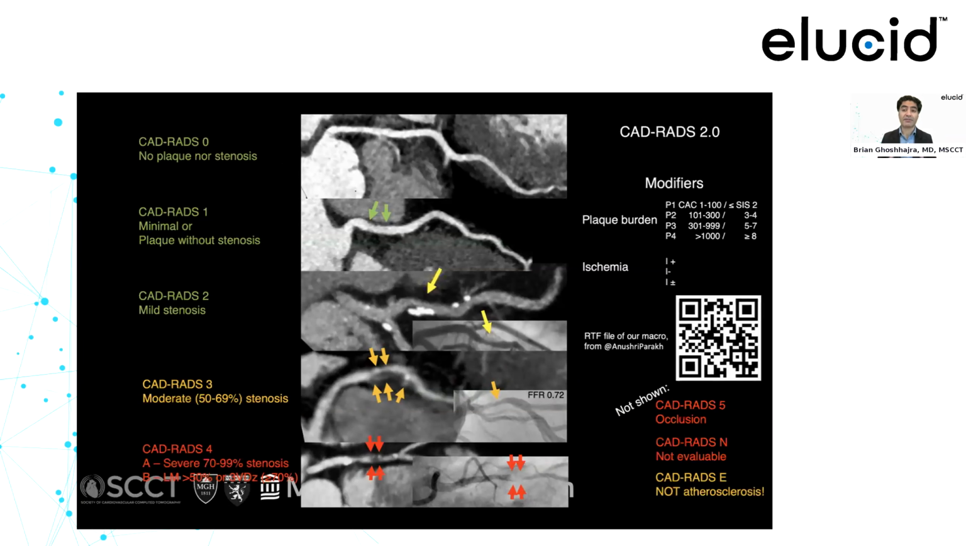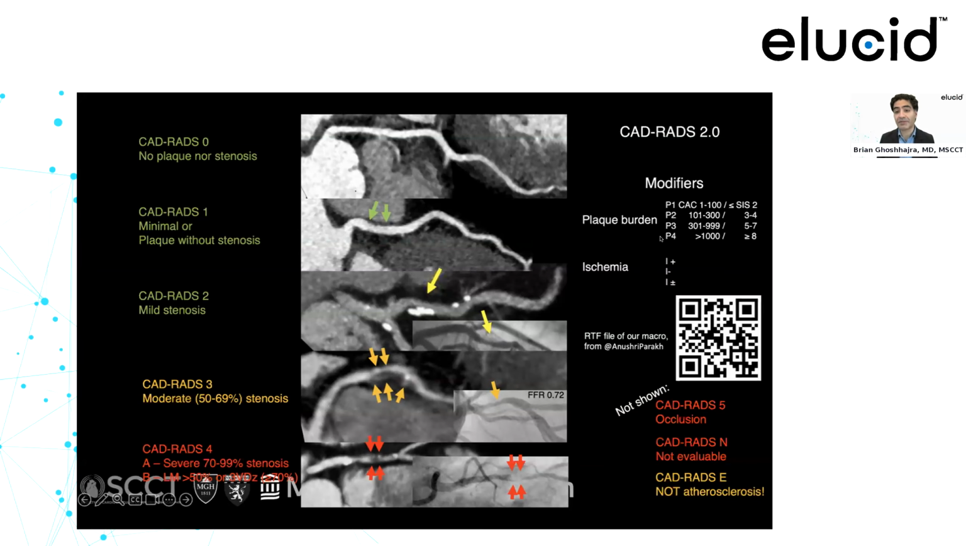There's actually 5 grades. So CAD-RADS 0, no plaque, no stenosis, do not pass go, do not collect $200, you can go right home. CAD-RADS 1, it's minimal plaque, and you're not going to have any significant stenosis. In fact, it's hard to see that kind of plaque in the cath lab. But it certainly warrants thinking about a therapy.